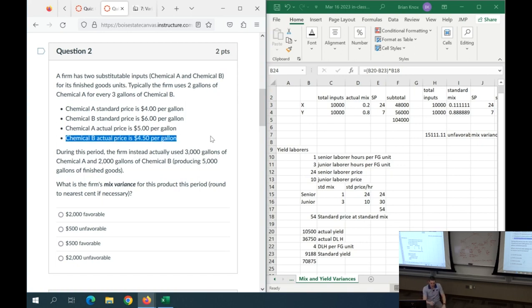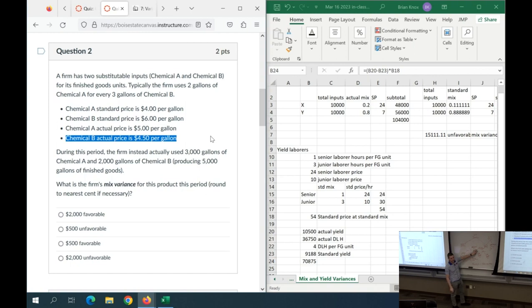Okay, I want to ask you a question. I could give you this as a little cheat, but I'm going to ask it anyway, because then I'll feel less guilty about giving away stuff. Remember what mix and yield variances are. They are a way of splitting up the quantity variance. Do you think we are going to use the actual price? No. Why not?